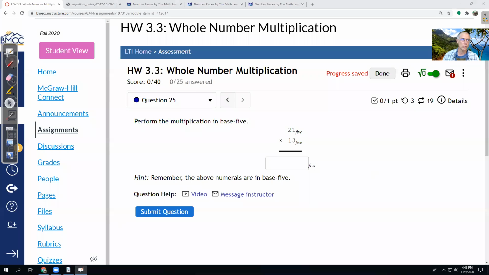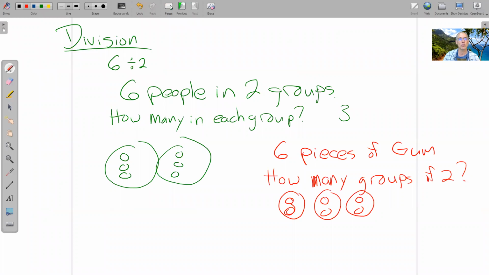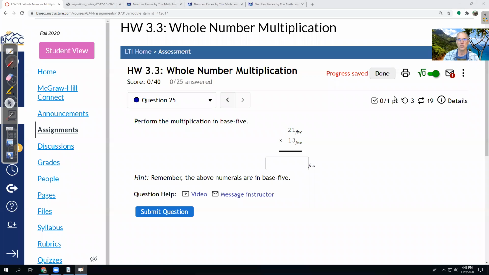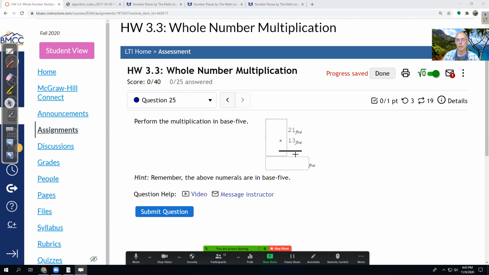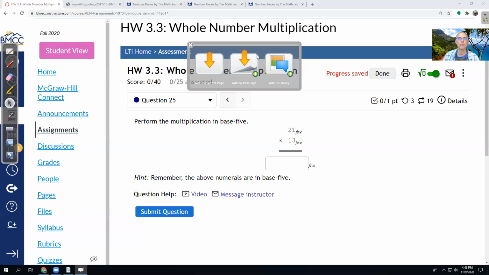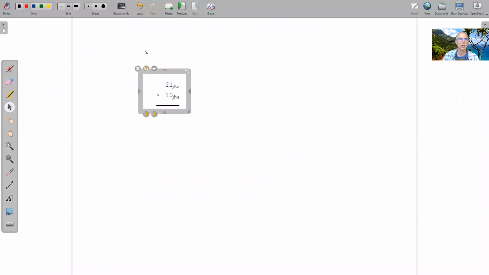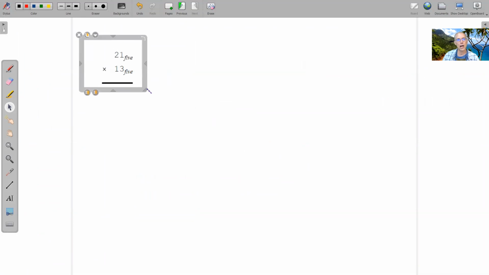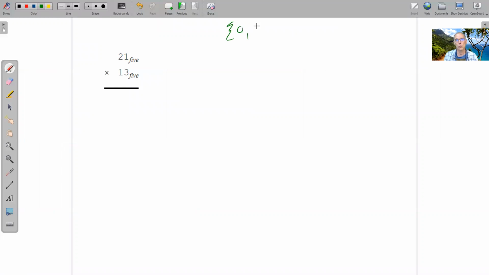So in order to do this, I think I'm going to have to make myself a little multiplication table for base 5. So let's copy this and try to come up with an answer together. All right, so I need to know how to multiply in base 5. And remember, just a reminder, in base 5 we have 5 digits, so the only digits we can use here are 0, 1, 2, 3, and 4.